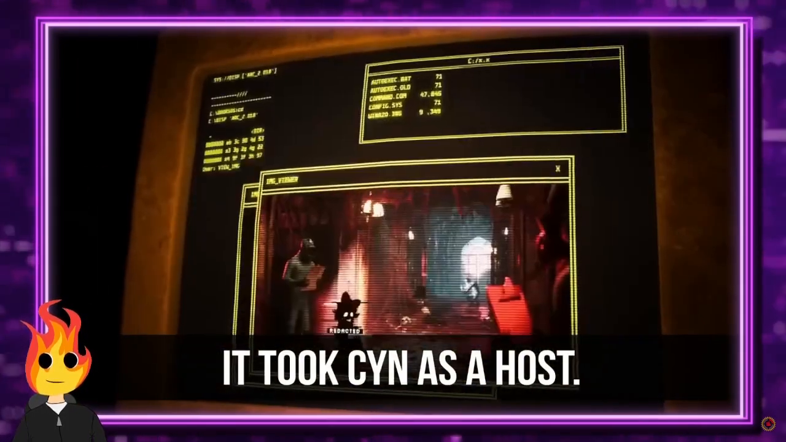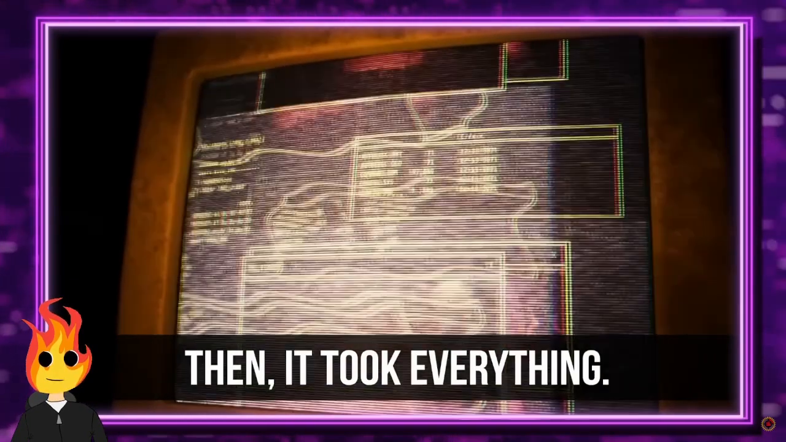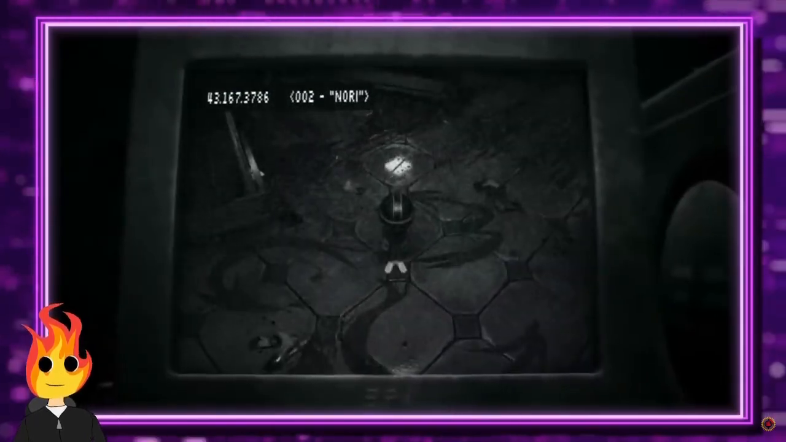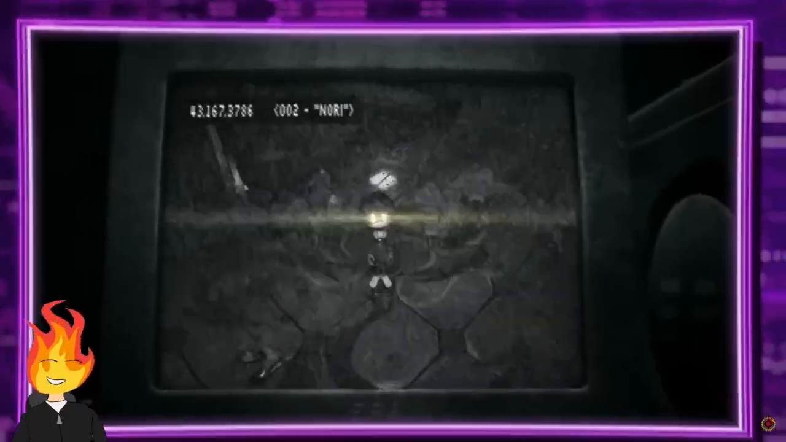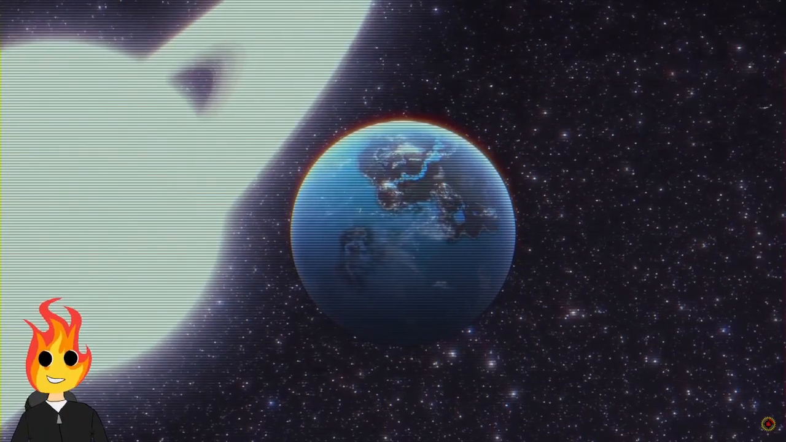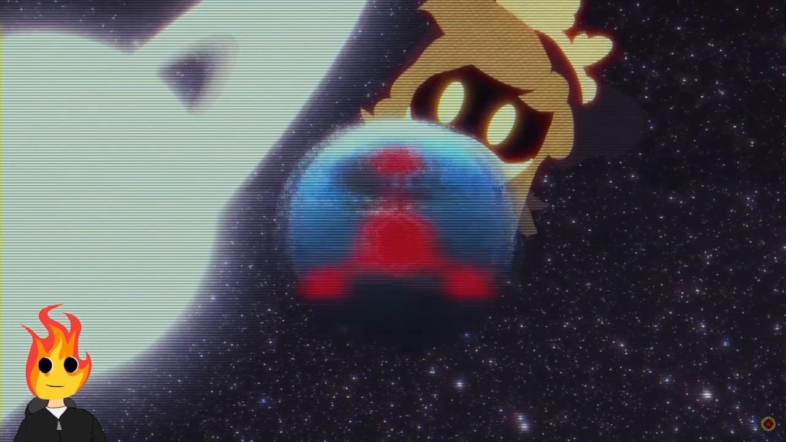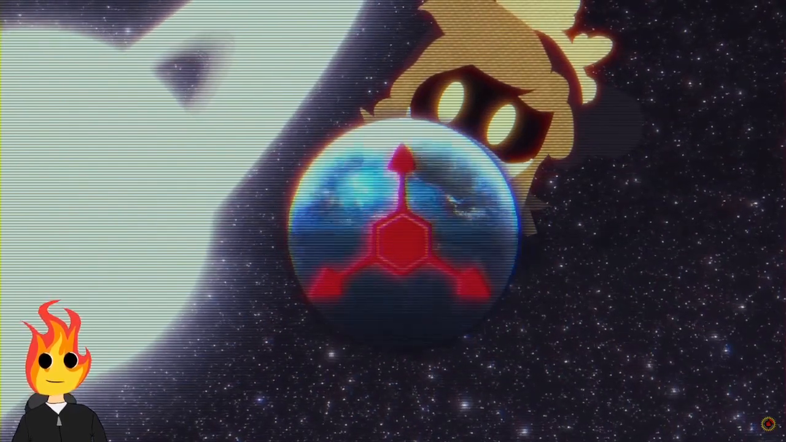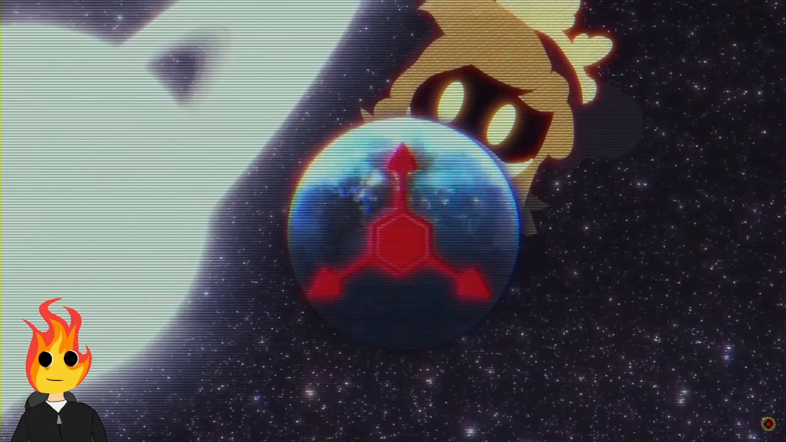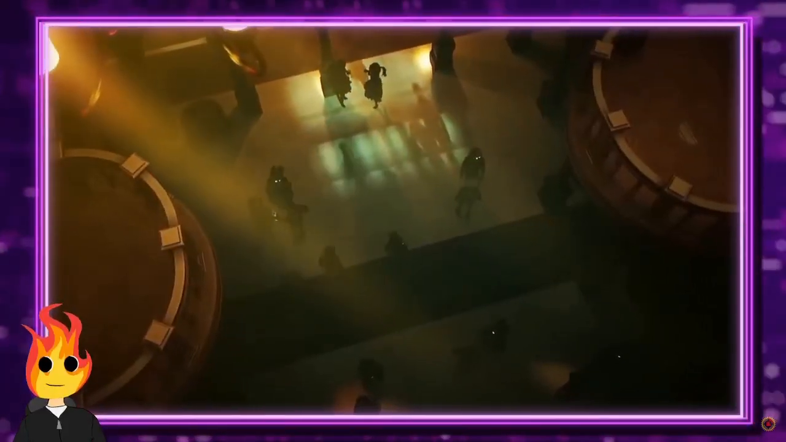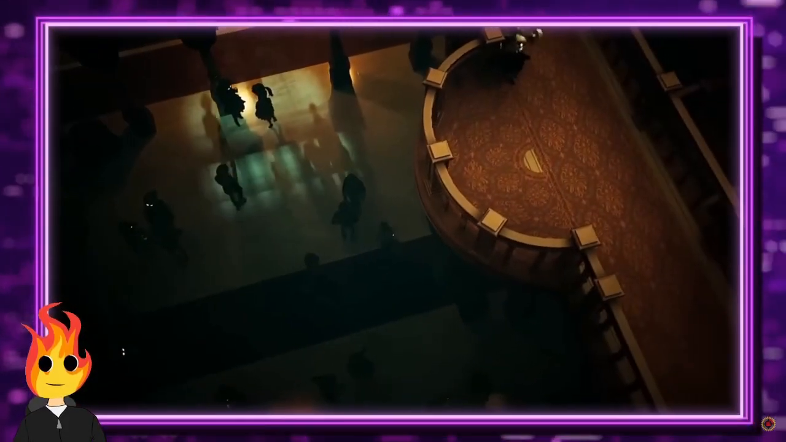It took Sin as a host, then it took everything. And if you thought killing off a planet's worth of creatures would be enough, think again. Remember, at this point in history, humans have expanded far beyond just one planet, meaning Sin needed to find ways of infiltrating these exoplanets if she truly wanted to wipe humanity from existence.